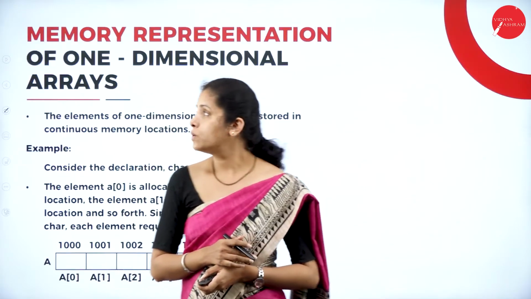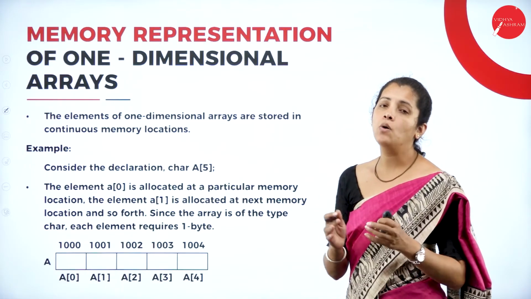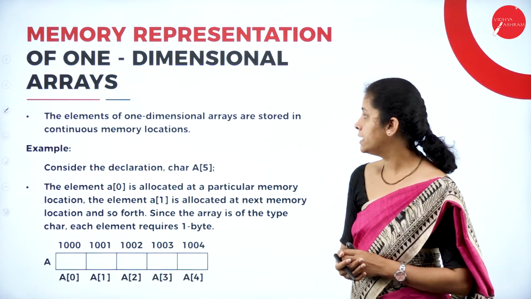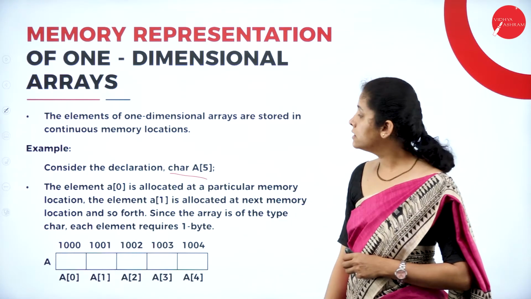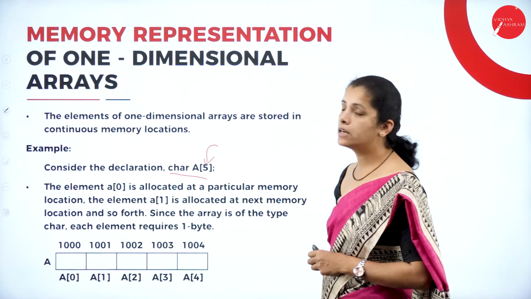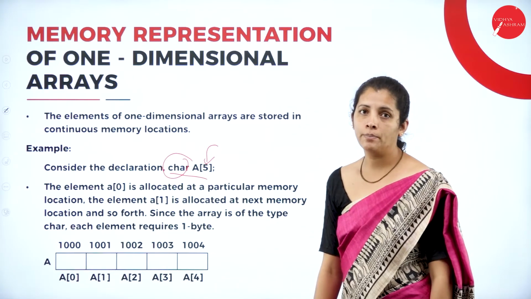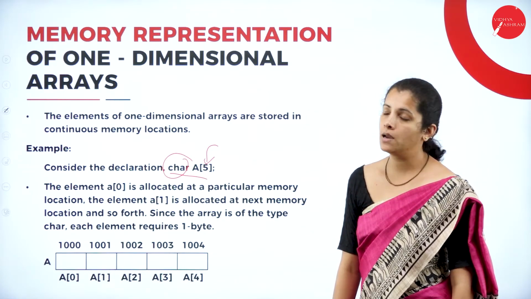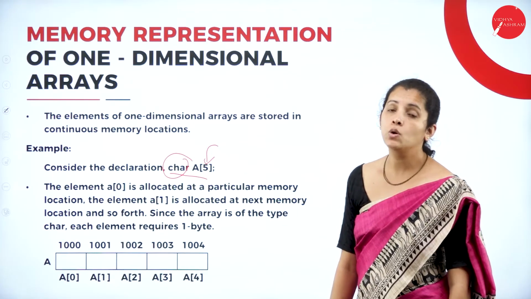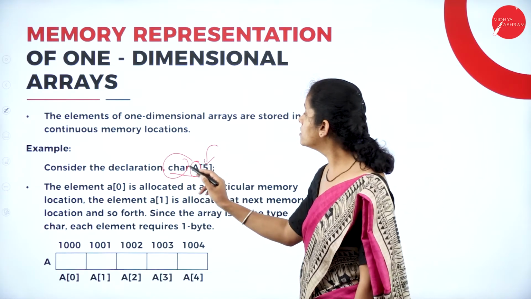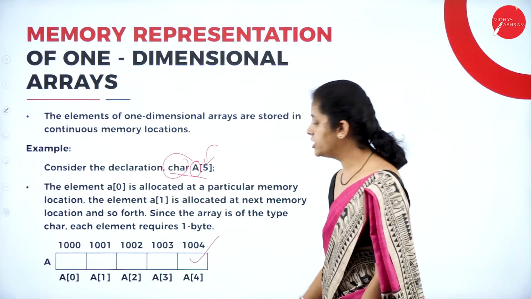Moving further, I'm going to have the memory representation of one-dimensional array. That means how the memories are represented. When I write character A of 5, then the size of the array here is 5, and what is the data type? Character, and it is capable of holding only 1 byte at a time. So 1 into 5, total 5 memory locations are reserved for this array A. So this is the memory representation.